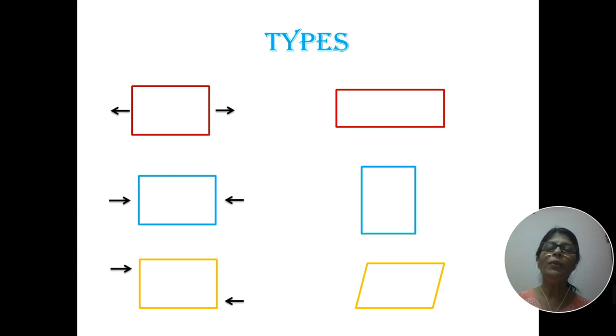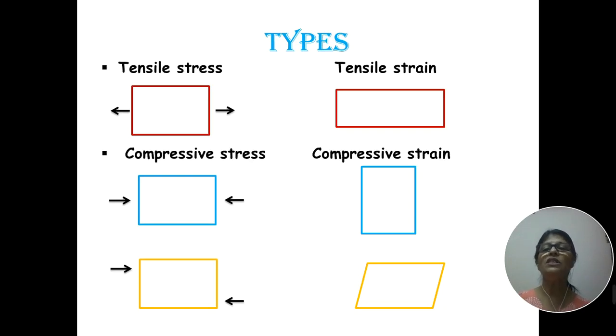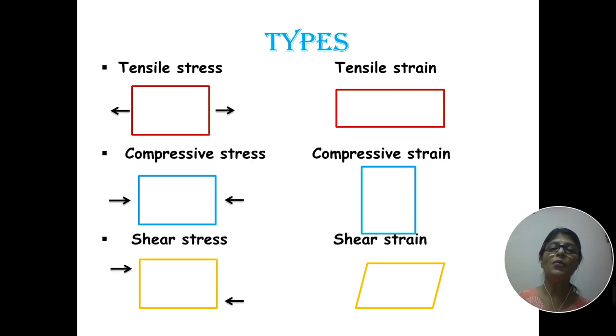Now depending upon the three different types of stresses, you get corresponding strain, that is tensile strain when you are stretching something, compressive strain when you are compressing something, and shear strain when you are sliding something. So three types of strains, that is tensile strain, compressive strain and shear strain.